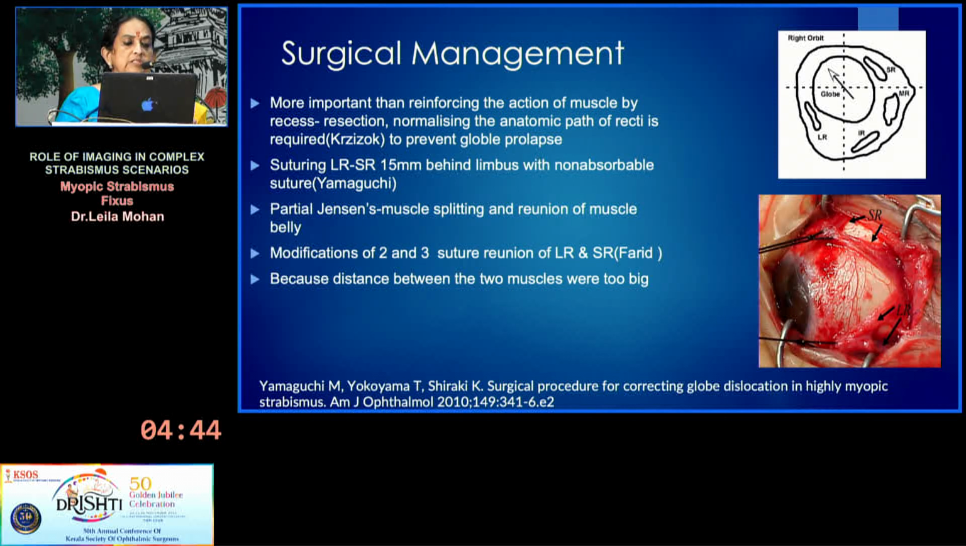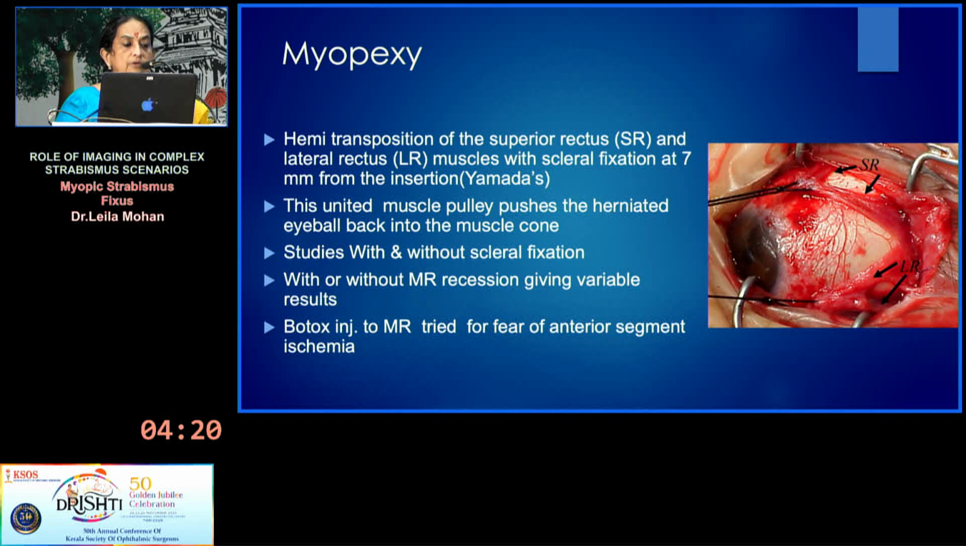And partial Jensen's muscle splitting and reunion of the muscle bellies also proved useful in some cases and gave a good outcome. Some of the modifications were suturing at 2-3 points, because one suture does not hold enough, and because the distance between the two muscles is big, and sometimes cheese wiring can also occur.